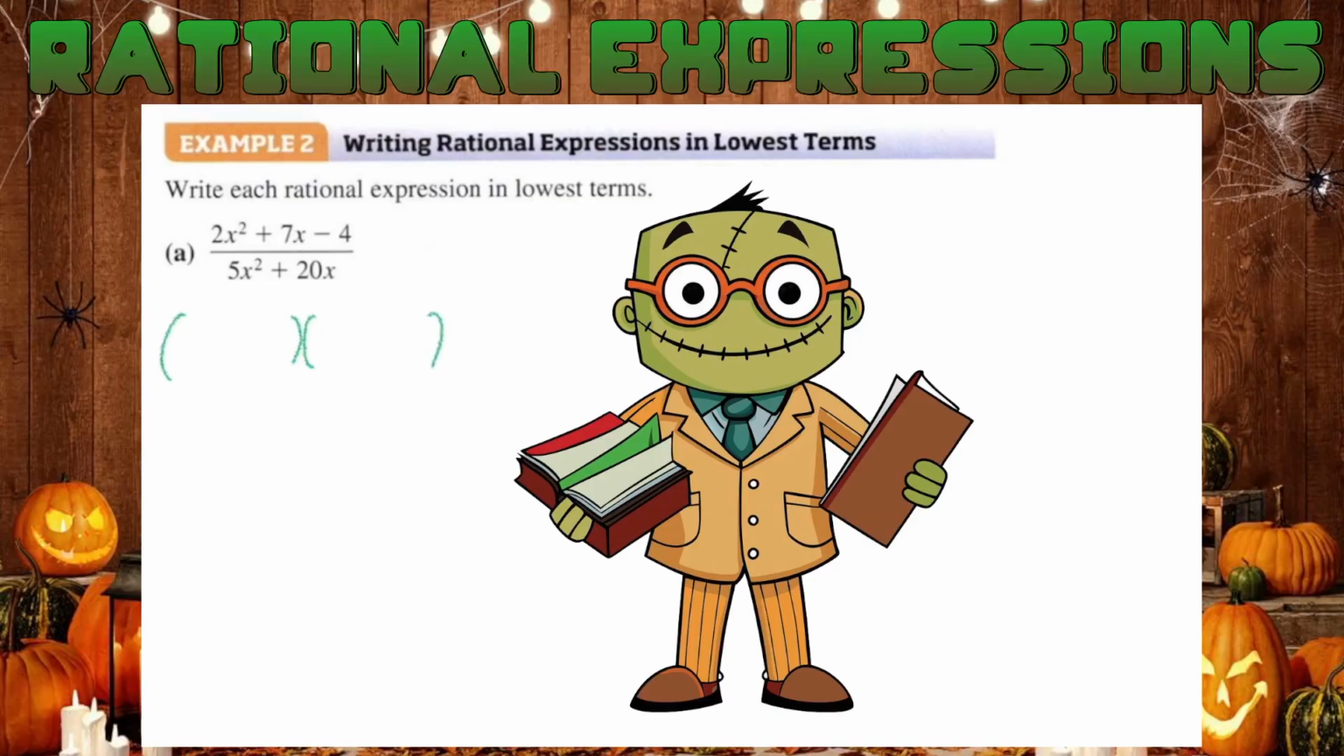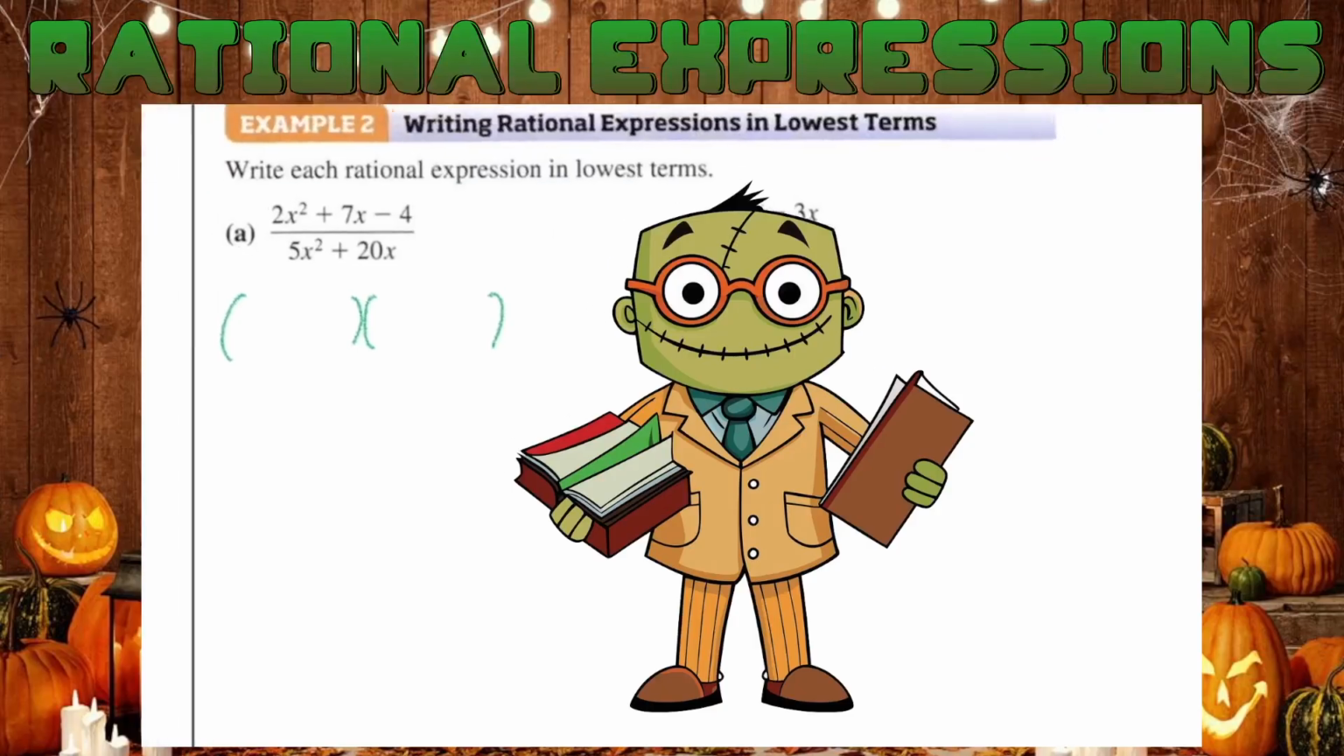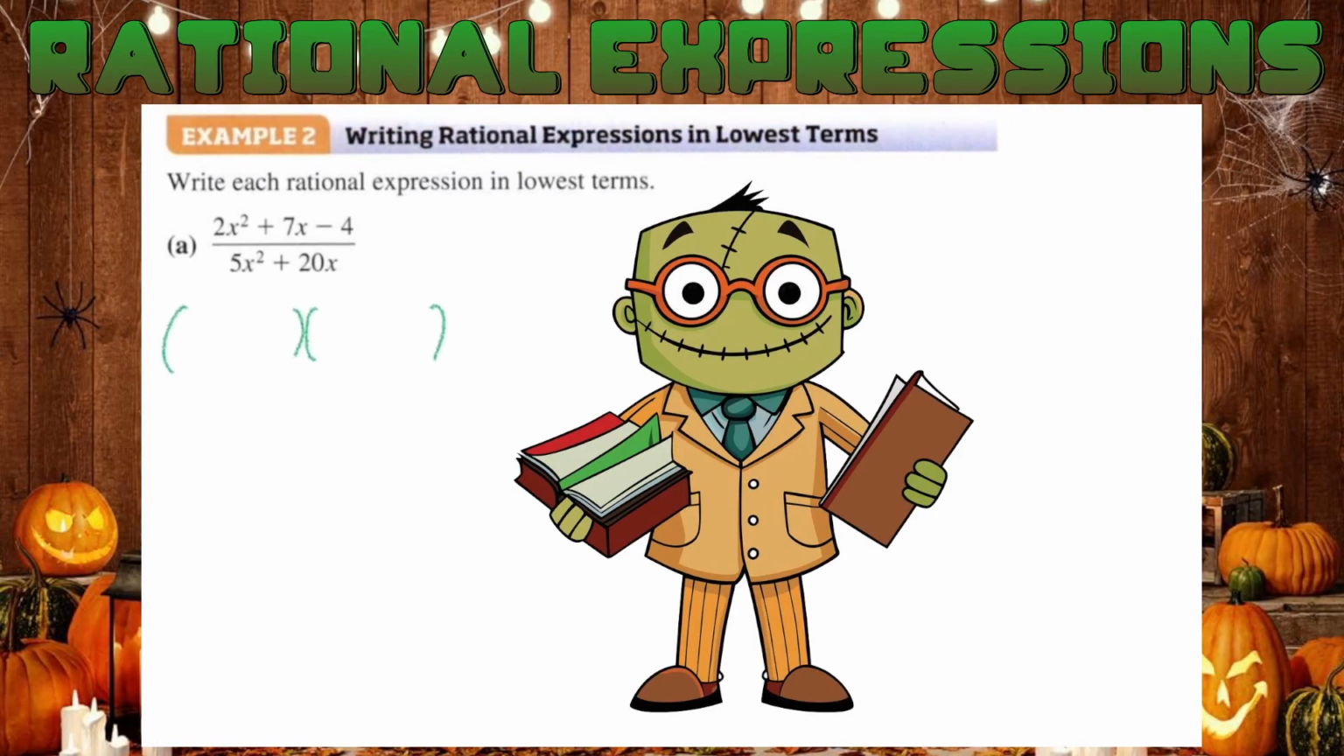I'm not going to show a ton of work for this. If you need more support factoring with the AC method, you can check my playlist on factoring, okay? This is not the time nor place. So 2x squared plus 7x minus 4.